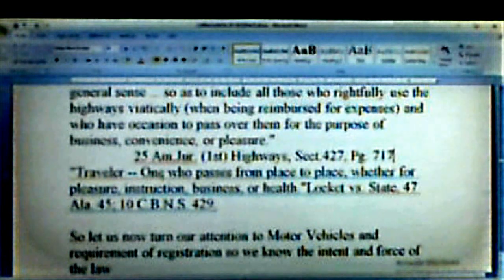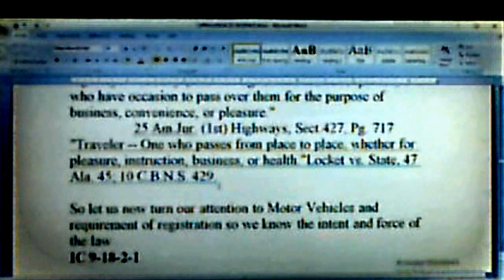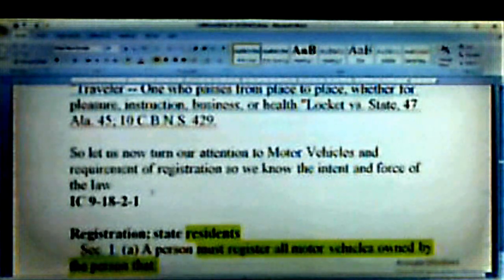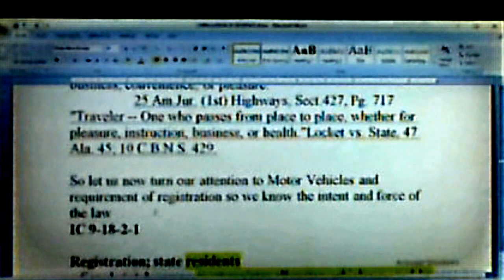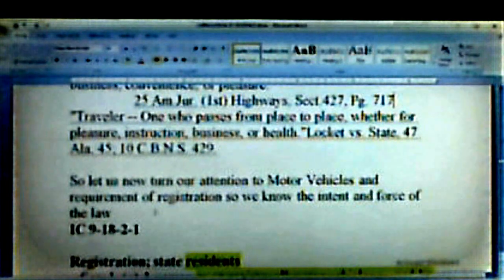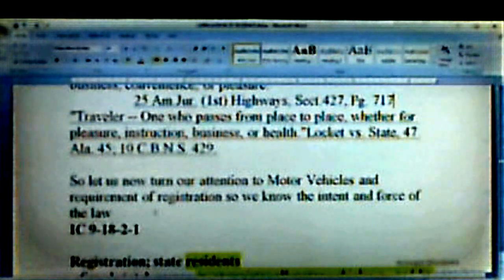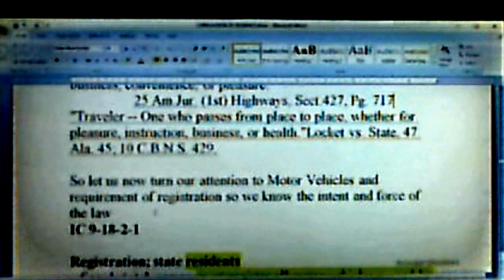And here again, you can see that in 25 Am Jur First, Highways, section 427, page 717, a traveler is defined as one who passes from place to place, whether for pleasure, instruction, or business. Now that's constitutional law, guys. It doesn't change, right? It's set in stone. So when somebody tells an officer they're traveling, that doesn't make them a sovereign citizen. That makes them somebody who's obeying the law. It's just that simple.